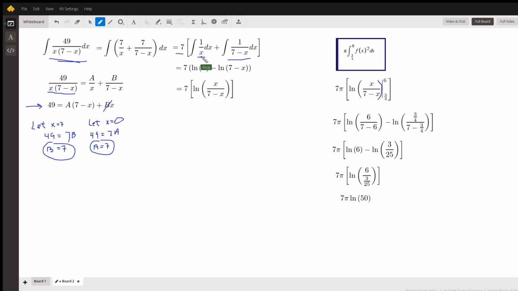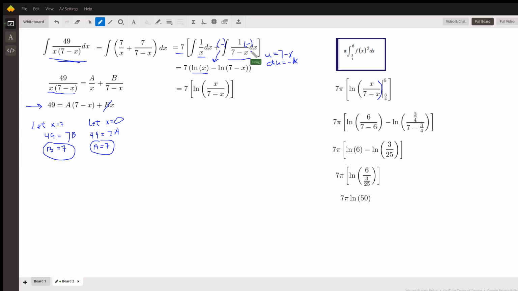This one's straightforward. Antiderivative of 1 over x is ln of x. I'm dropping the absolute value symbol because we're assuming x is greater than 0. And to do this one, we would use u substitution, let u equal 7 minus x. So du equals negative dx. So you could picture putting a minus sign here. So you've got to put a minus sign out front. And that's where this comes in right here.